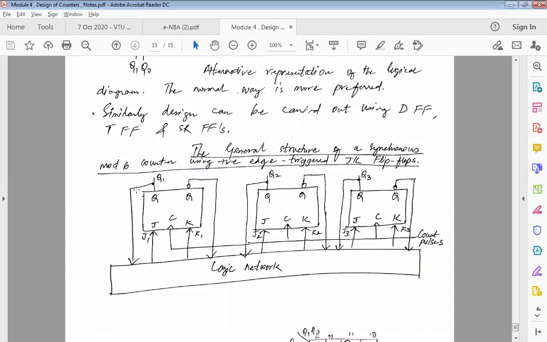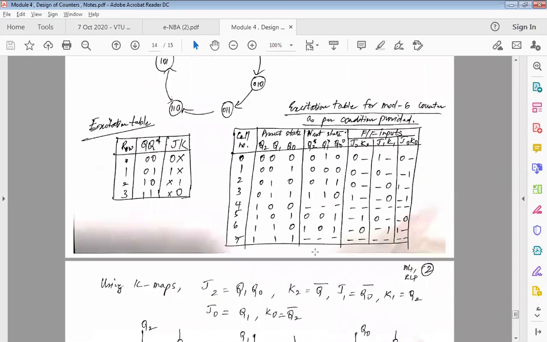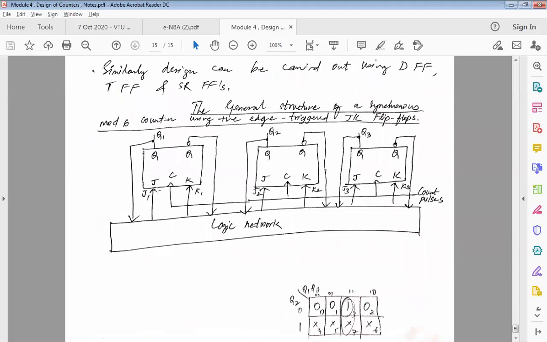Then your outputs are given to your logical network, which means how it's going to perform. When I say how it's going to perform, I am characterizing my circuit based on the next state. I am making my circuit go from 000 to 010, from 0 to 2, so the circuit functions in this manner. My outputs are given to the logical network. This is just a general diagram for your reference.